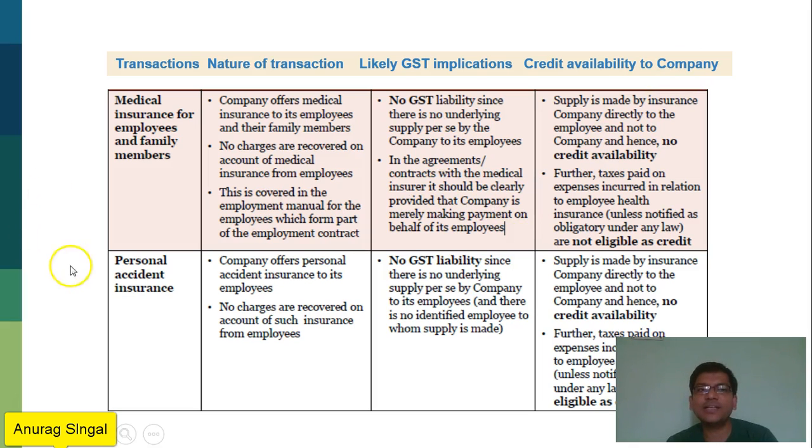Hence, no credit. Similarly, for personal accident insurance, the company is not recovering any amount from the employees, but it's making this payment on behalf of the employees. So no GST supply, because the contract is between New India Insurance and my employee. So in case anything happens to the employee, New India Insurance will give 10 lakh rupees to the employee's family.